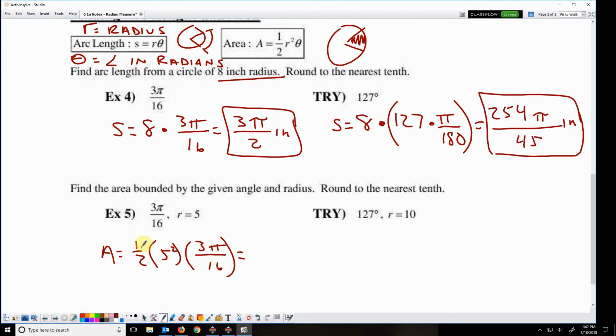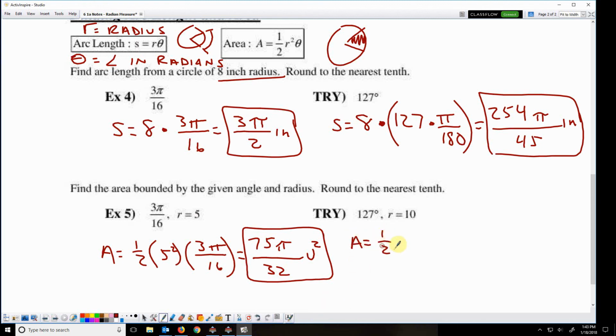So the numerators are 1, 5 squared, and 3. 1 times 25 times 3 is 75 times pi. The denominators are 2 and 16, which is 32. 75 over 32 does not simplify, so this is our simplified answer. There's no units on this, so I'm just going to put U for units squared because it is an area. It's got to be units squared. Go ahead and try the last one.